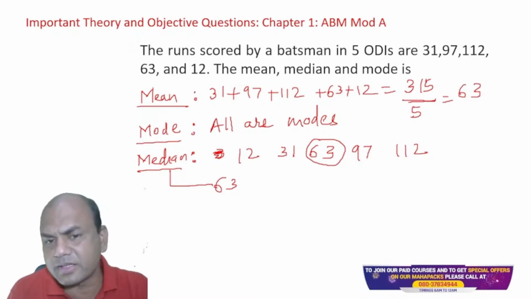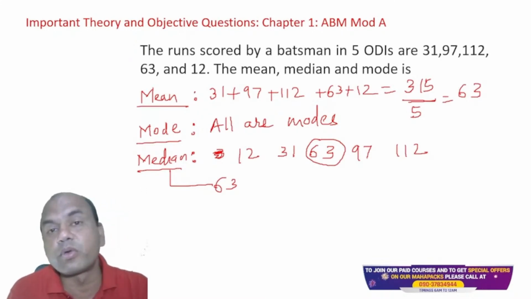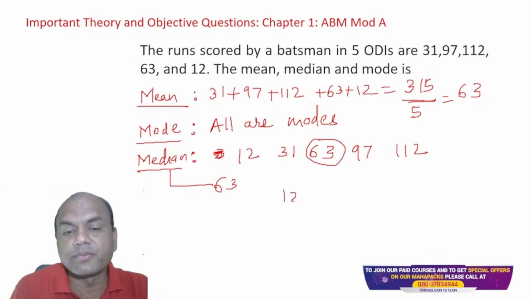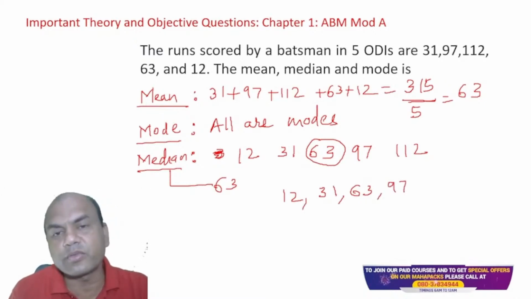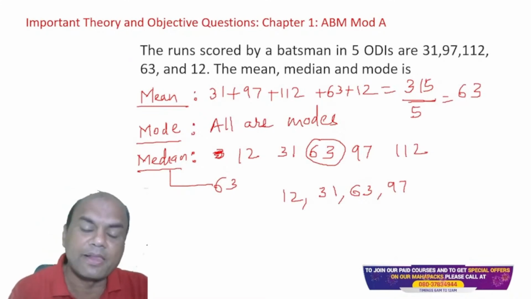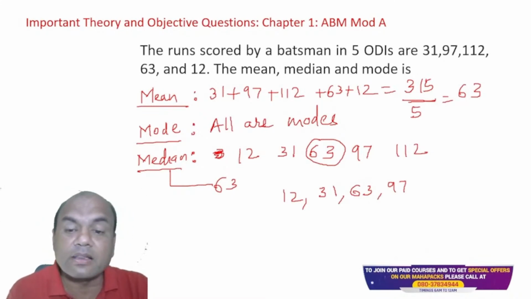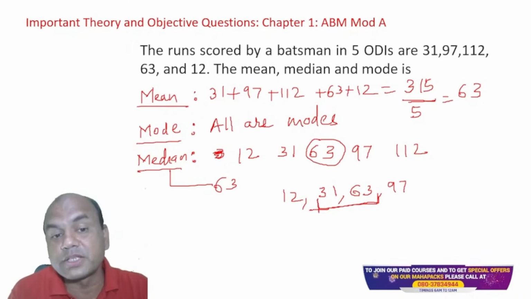Now you'll ask me, sir, this is odd. That's why it's easy. Suppose there would have been only 4 numbers: 12, 31, 63 and 97. In that case, what do you do? Arrange them in serial order and take the 2 central numbers. These are the 2 central numbers. Find the average of these, the mean.